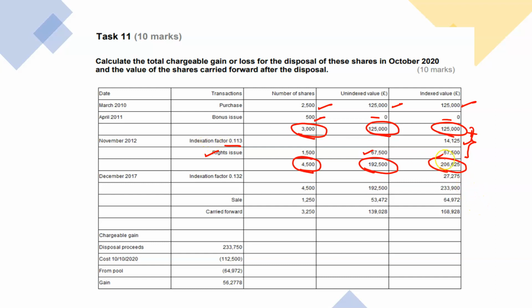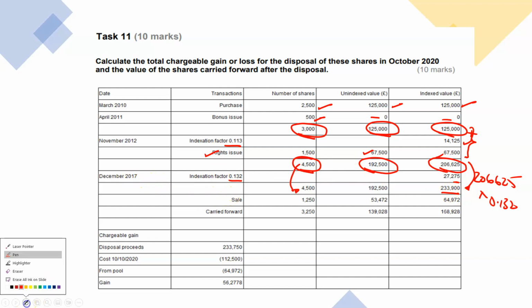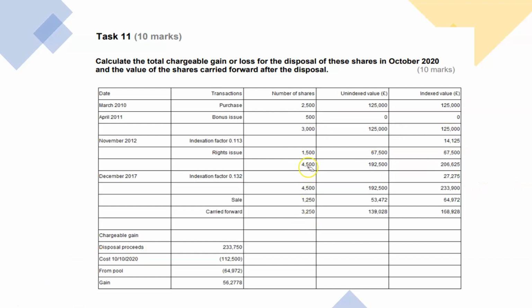And then I do a final big indexation on those 4,500 shares from here all the way till December, multiplying this 206,625 times, well, I find the 0.132, put that in, and I now have my full indexation, and it freezes in December. So this is where we're trying to get to ultimately, right? This is where we're trying to get to right here.